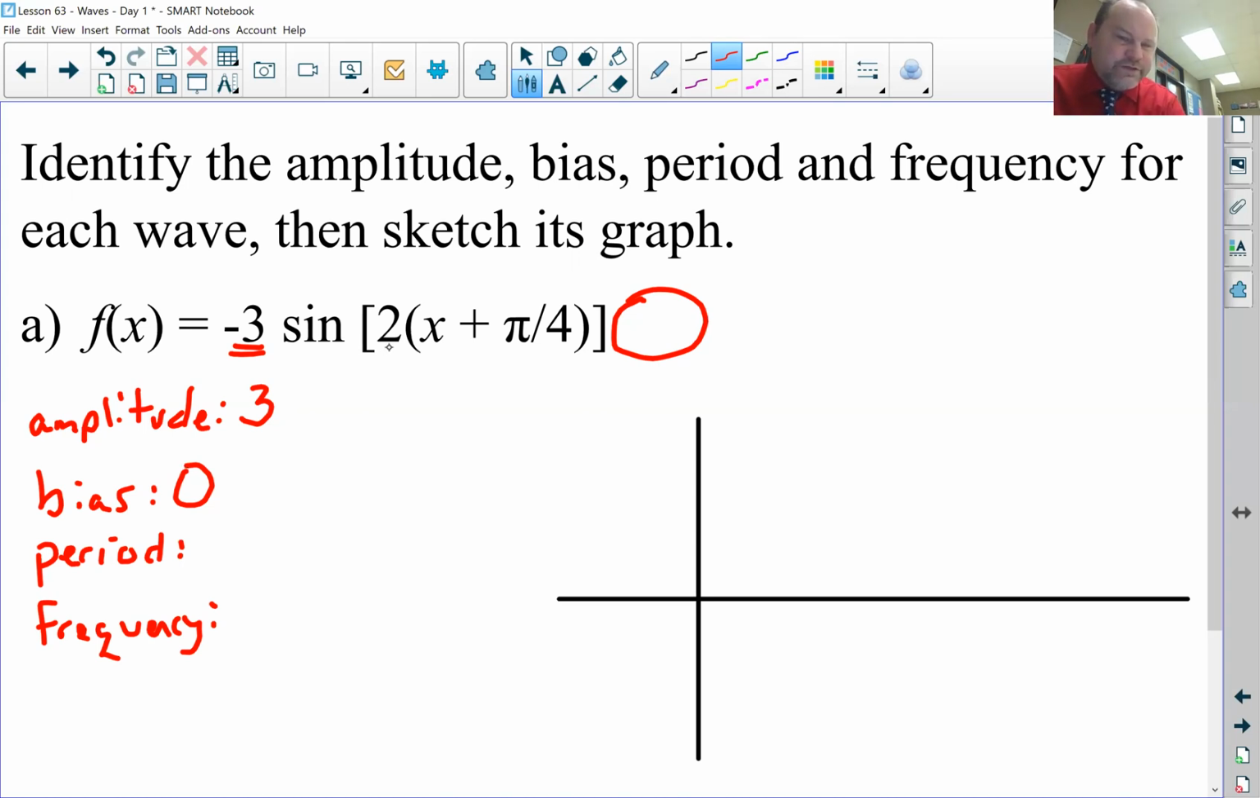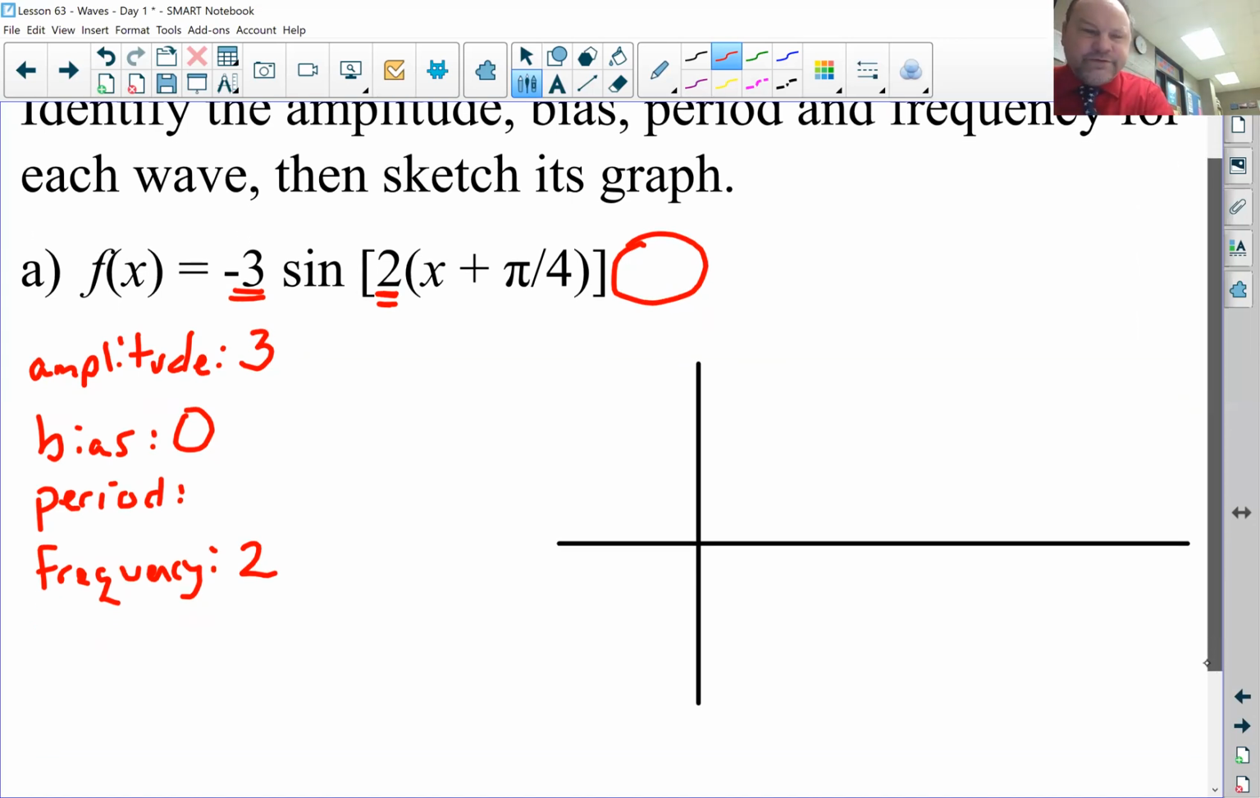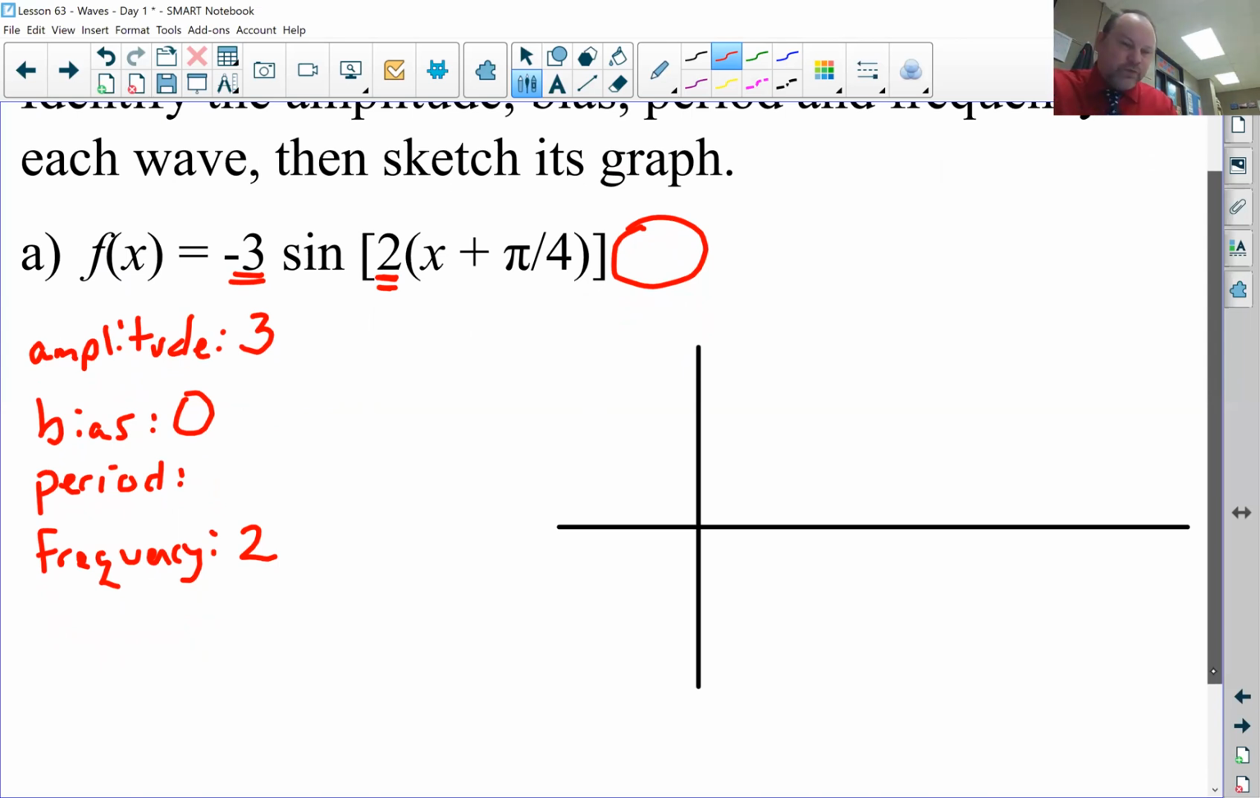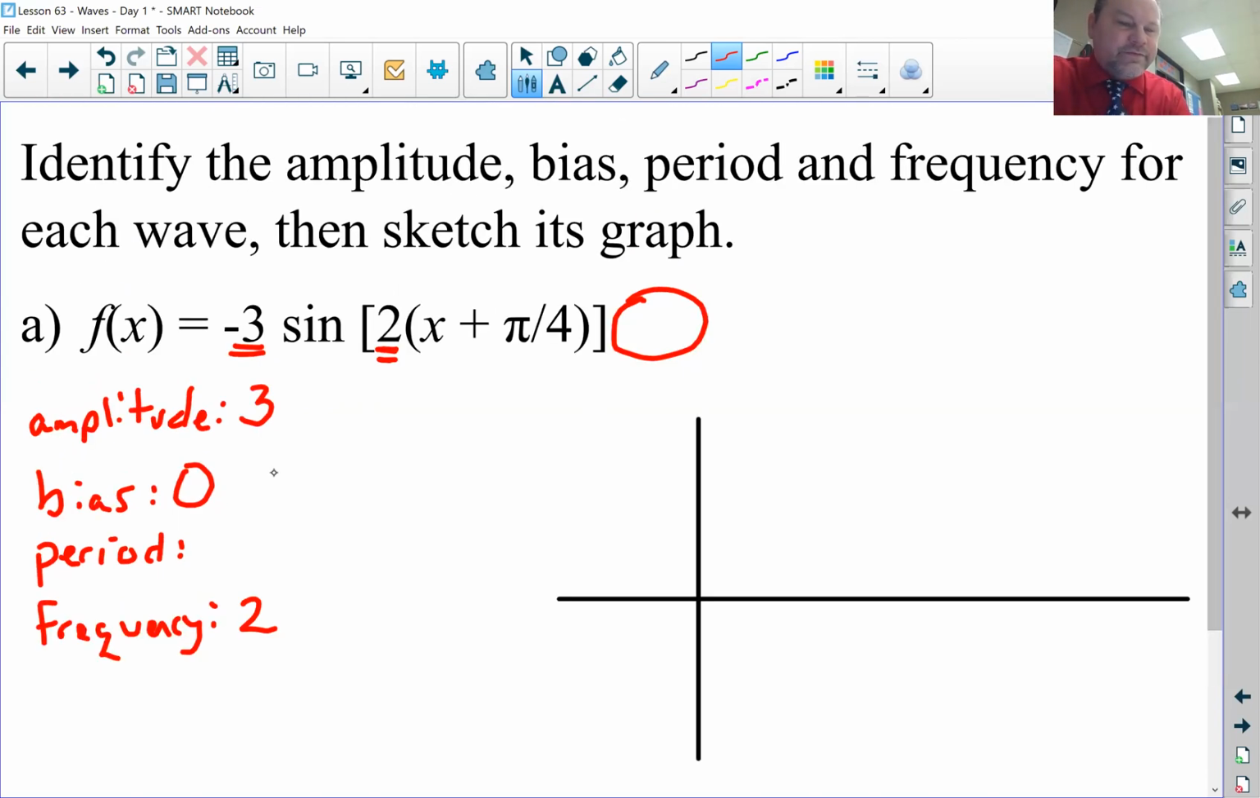The frequency is simply the value in front of the parentheses in the sine. And then for the period, we'll use the fact that the frequency is 2 pi times the period. And so if we solve this for t, t would be pi.